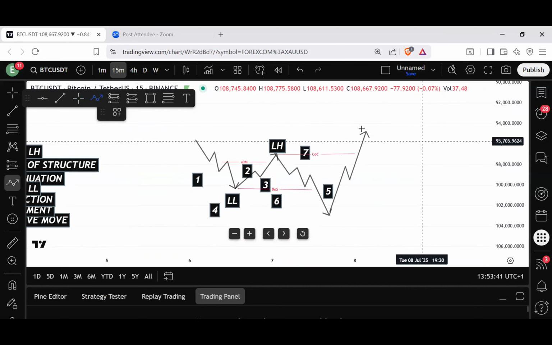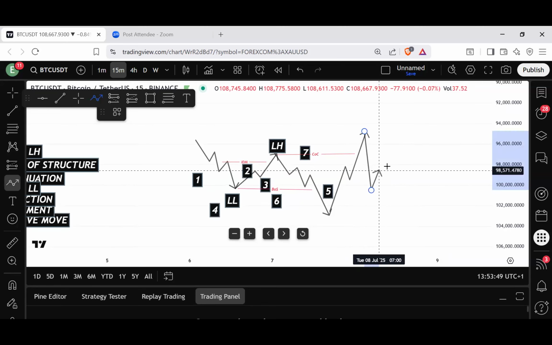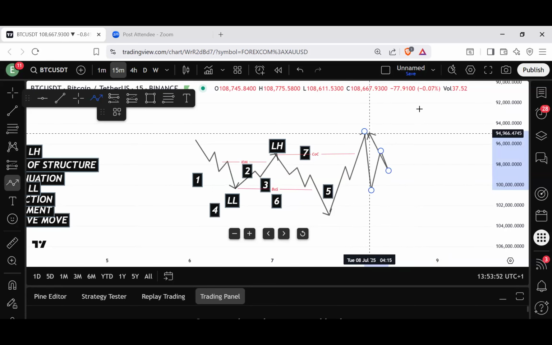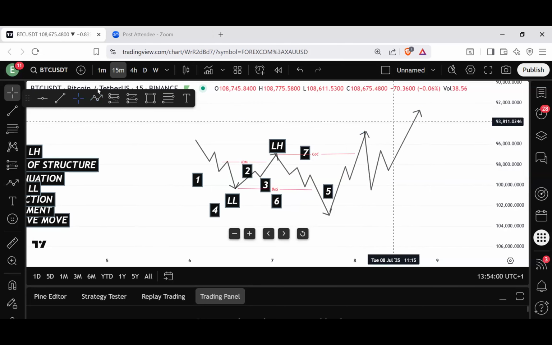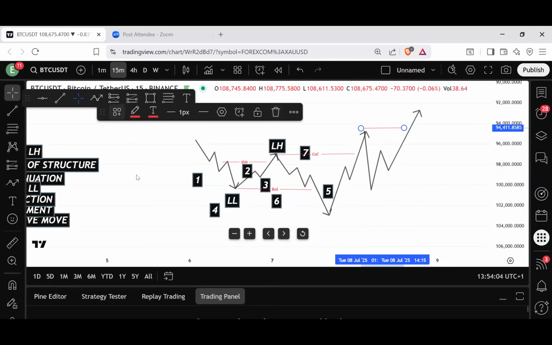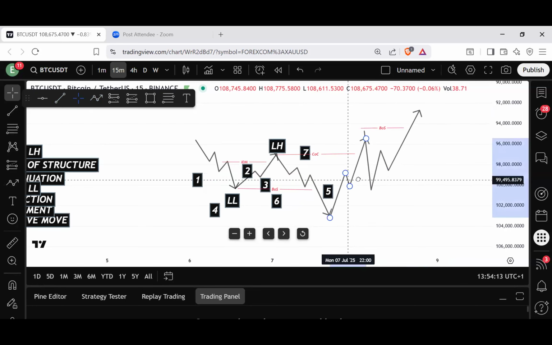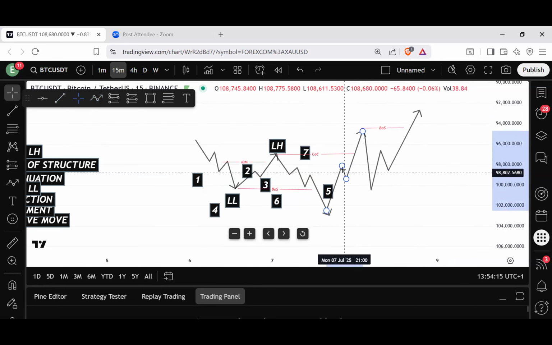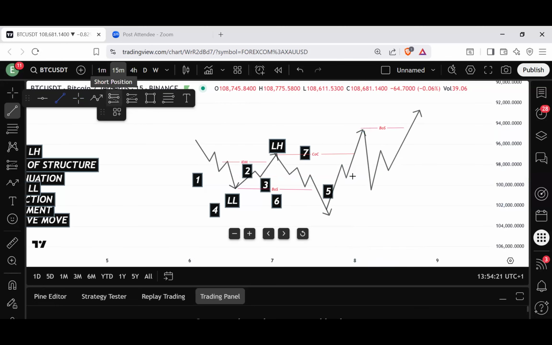But the next move is going to be a move that takes this inducement, correction, and then breaks above this place for us to have the break of structure. So this is the BOS. If you look at this side now, this is number 1 for the new uptrend, then correction, inducement here.